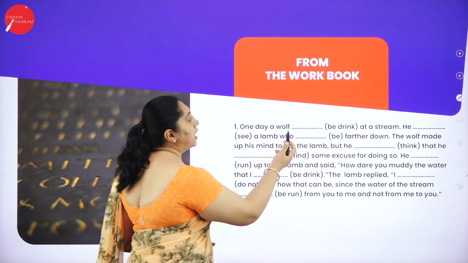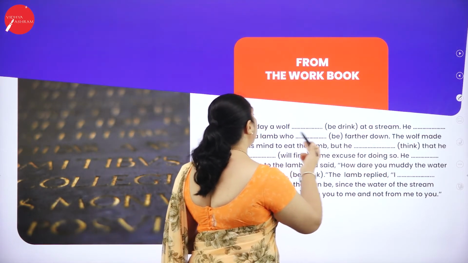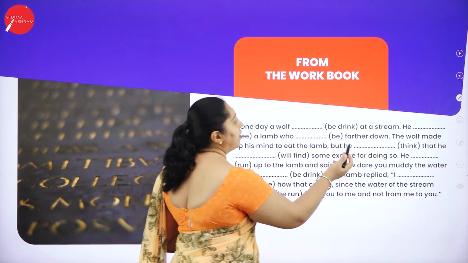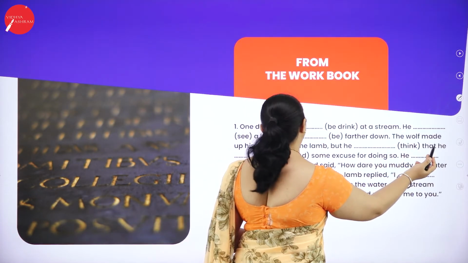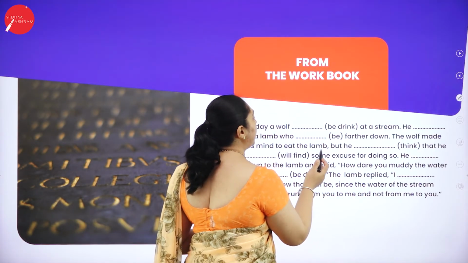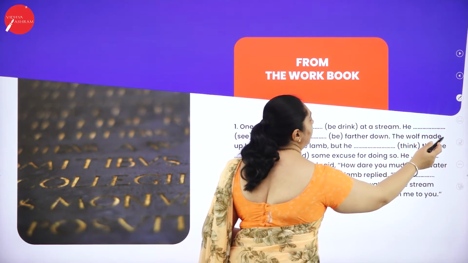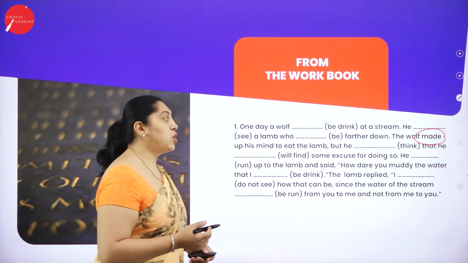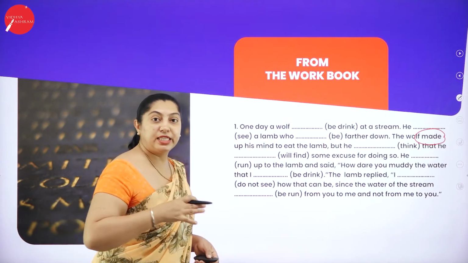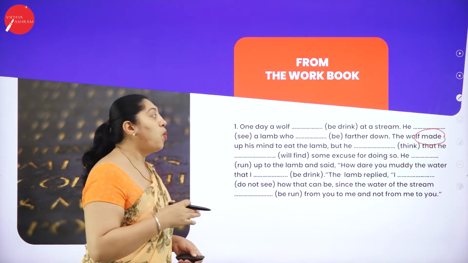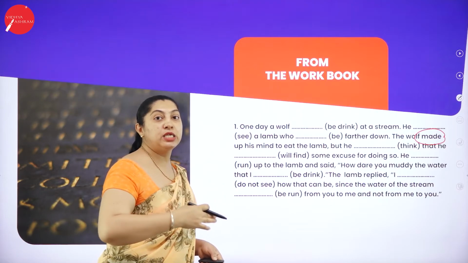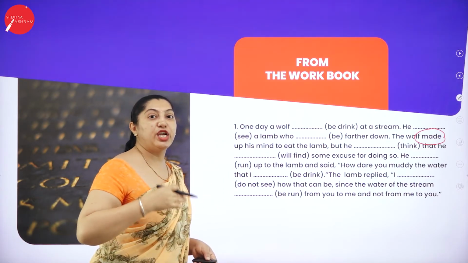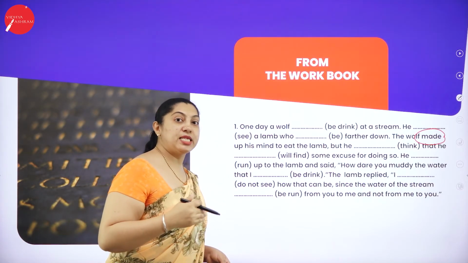See, one day a wolf at a stream, he, a lamb, farther down. The wolf made up his mind to eat the lamb. So here, made already, the tense is in the past tense. So what happens when the passage itself is in the past tense? All the answers, whichever are there in the bracket, will be in the past tense itself.